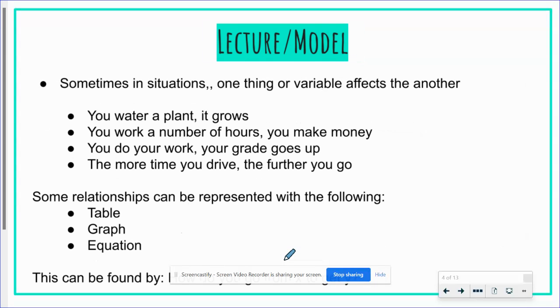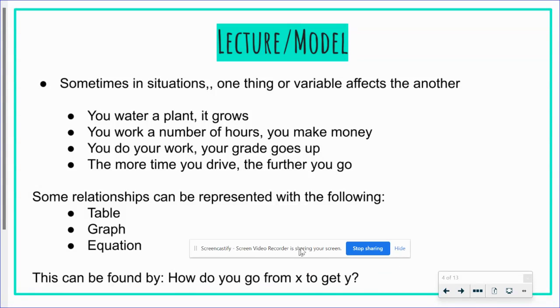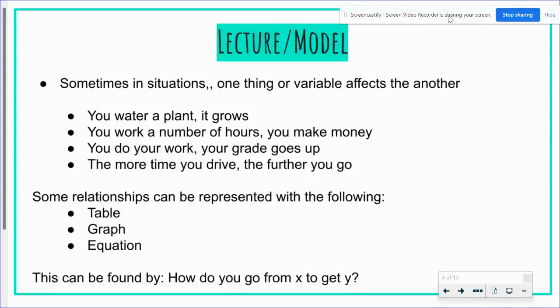All right, now let's get into what we're going to do today. So, as I already said, we're going to be talking about two variable relationships, and that is when one variable affects another. For instance, if you water a plant, it grows. If you work a number of hours, you make money. If you do your work, your grade goes up. The more time you drive, the further you go. We can represent these relationships with tables, graphs, and equations. So let's take a look how that's going to be done.